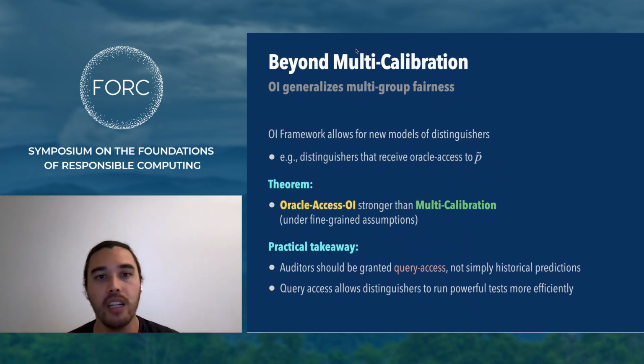Finally, the OI framework allows us to go beyond the multi-calibration framework by introducing different models of distinguishers. Another key result investigates a model of OI where we allow the distinguishers oracle access to the predictive model p tilde. We show that this variant of OI is strictly stronger than multi-calibration. In other words, query access allows these distinguishers to run powerful tests much more efficiently. A practical takeaway of this result is that in the real world, auditors should be granted query access to predictive models, not just predictions on historical data.